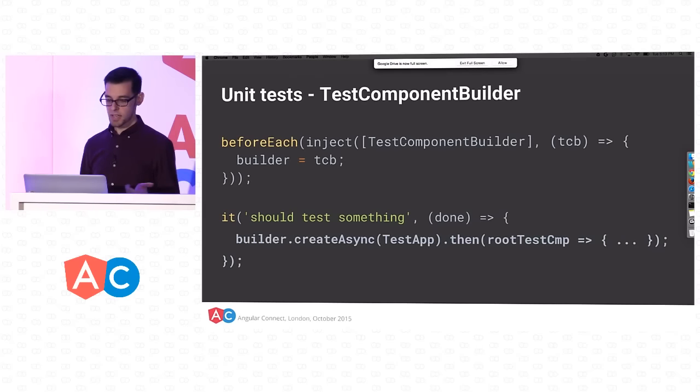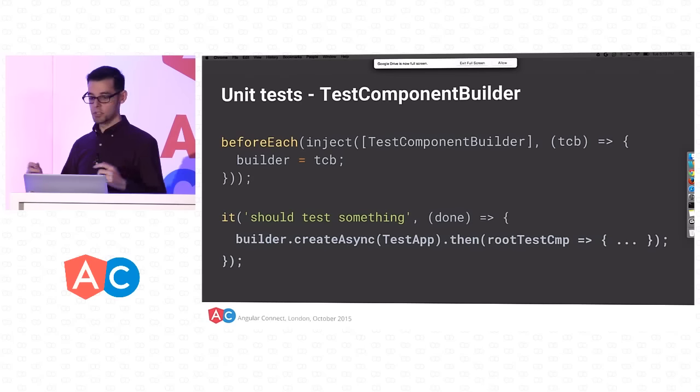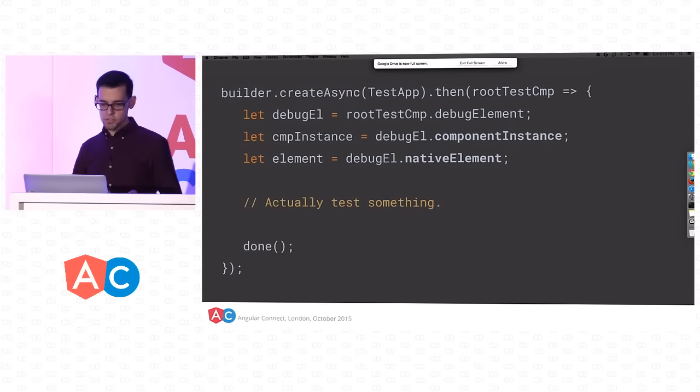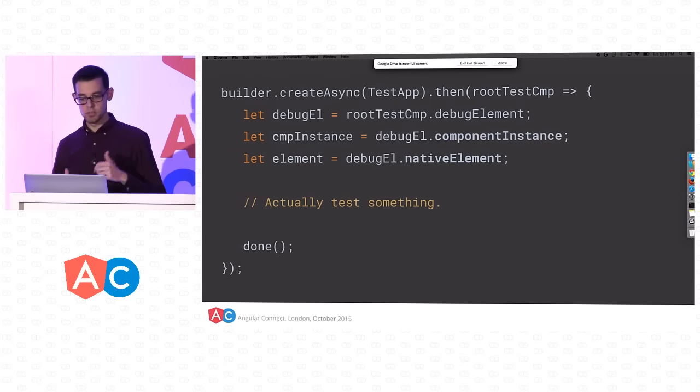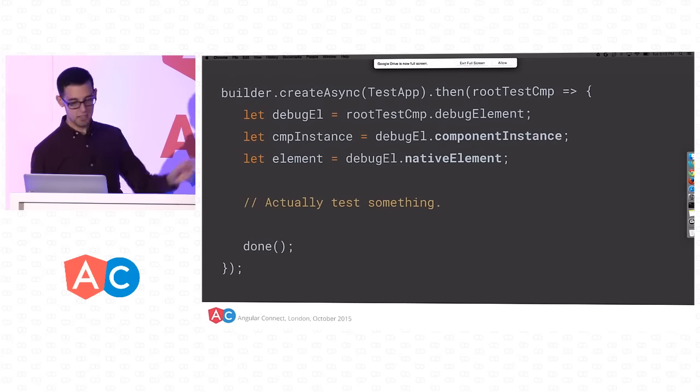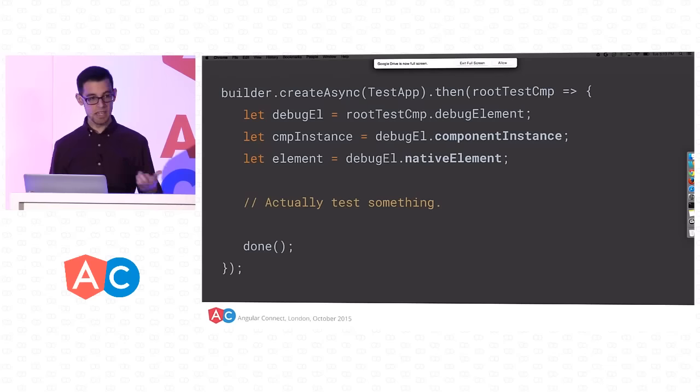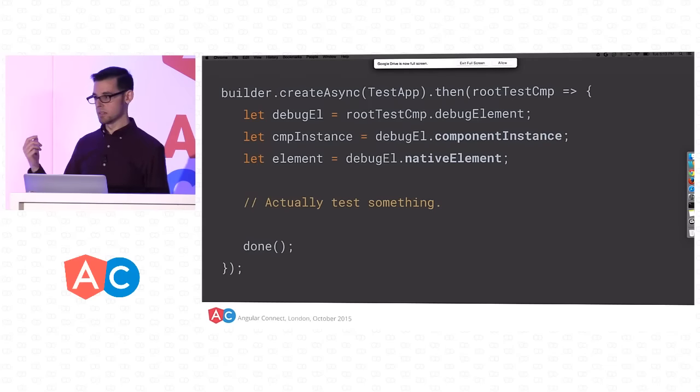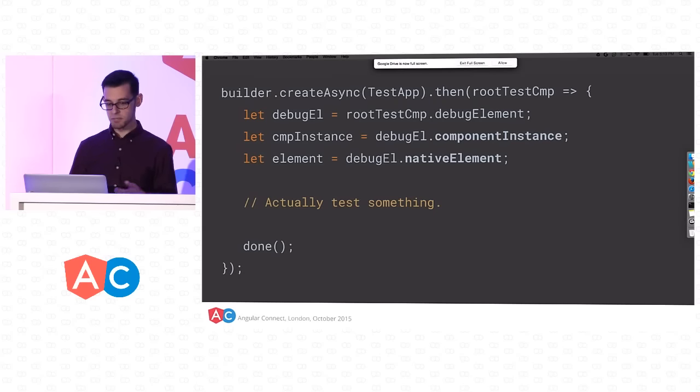Using this is as simple as injecting the builder, as you can see in this example, and then calling a method on it to create a component instance. Very simple. When you use the builder, you get from it what you need to write a test. Don't worry about all this stuff. All you really care about is that from this you can get the component instance and the underlying DOM element, and then do whatever assertions you need to do on top of that.